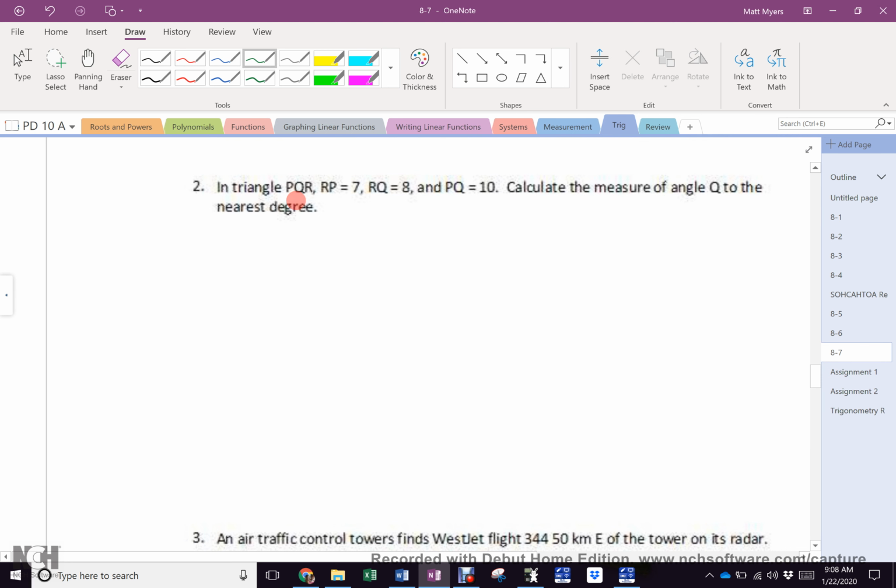Uh-oh, Mr. Myers has changed it to P, Q, and R. Draw it. P, Q, R. What do I know? 7. What else? And PQ is 10, right? I want to find angle Q. Now, is angle Q going to be the smallest angle? Yes, it's across from the smallest side.